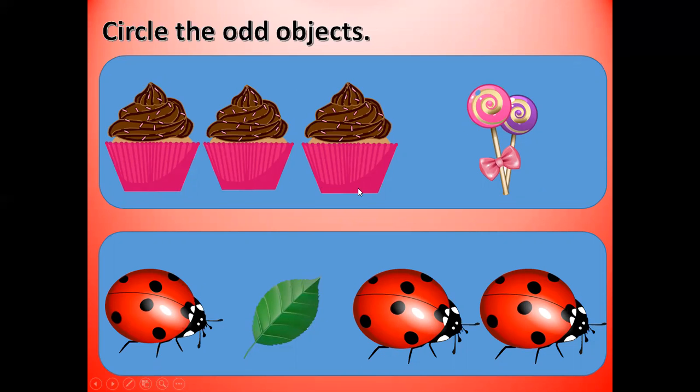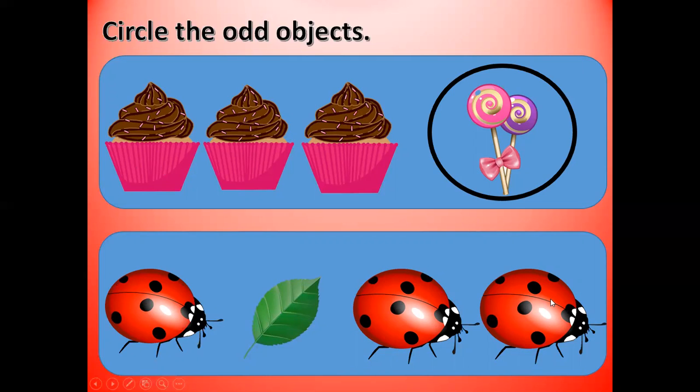These are the same object, but this object is not the same. Yes, this is also a cupcake. This is a cupcake, but this is a lollipop. So this is not the same, so we will circle it. Yes.